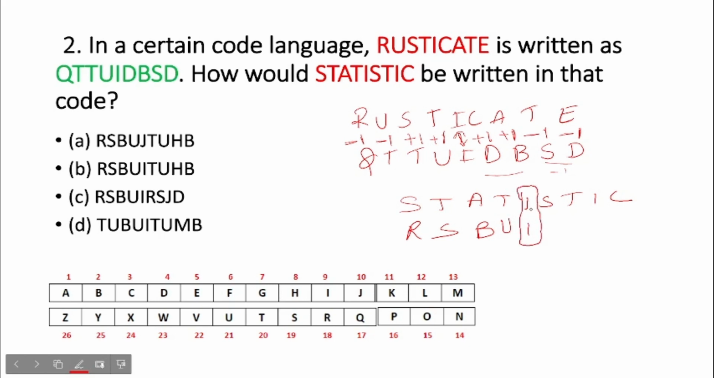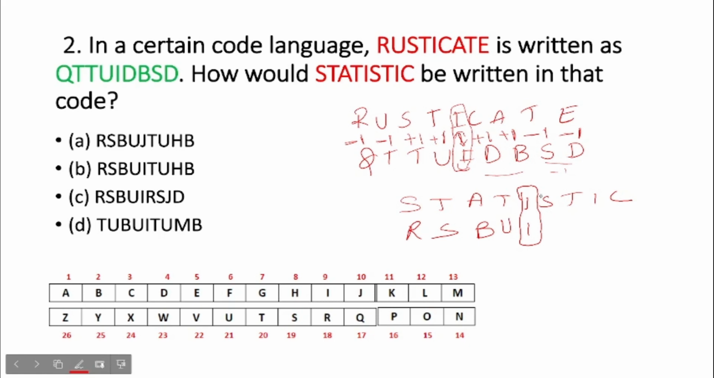Middle one, whatever this letter is, it has to be constant. It happened to be the same in this, but it might not be the same in the examination. So whatever the middle letter is, it has to be constant.